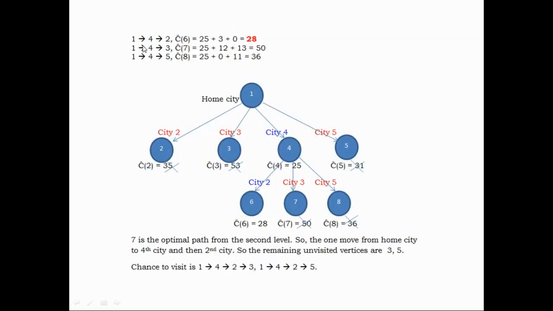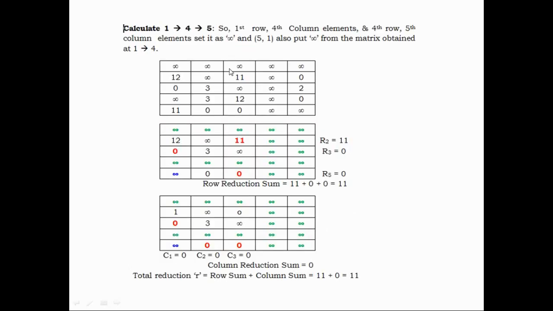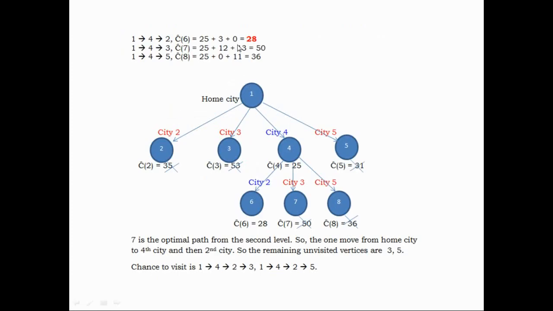Now 1 to 4, 4 to 2, that is C cap of the node 6 equals 25 plus the distance 3, which is calculated from the previous one, and R value equals 0. Total it is 28 for 1 to 4 to 2, that is C cap of 6.